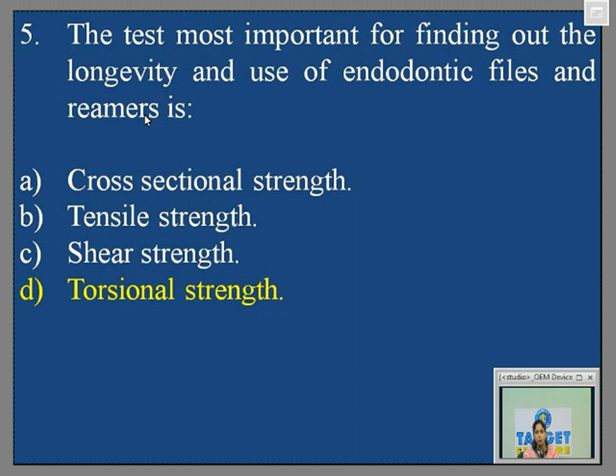That is, if you lock 3 millimeters of a file segment in a testing machine and try to rotate the upper handle of your file, how much torsional stress can it take before failing or before breaking? So that is your torsional fatigue, or the measure of your torsional strength. So torsional strength of a file is the most important property of an endodontic instrument. Okay, so the answer is torsional strength.